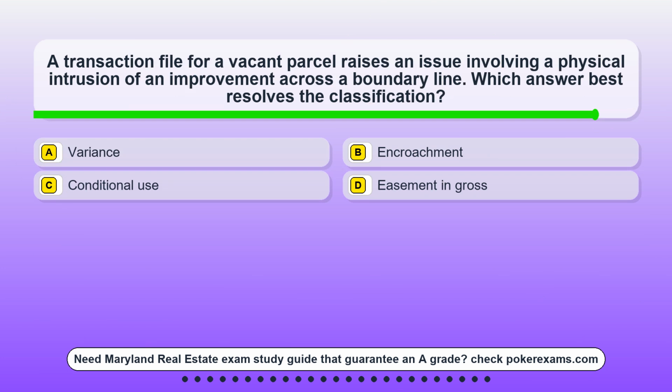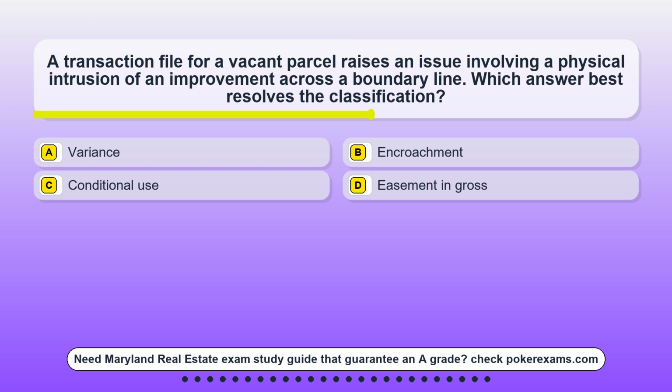Question 15. A transaction file for a vacant parcel raises an issue involving a physical intrusion of an improvement across a boundary line. Which answer best resolves the classification? Option A. Variance. Option B. Encroachment. Option C. Conditional use. Option D. Easement in gross.